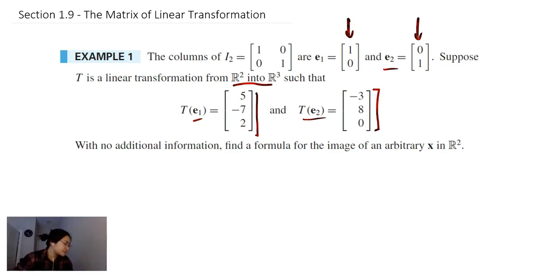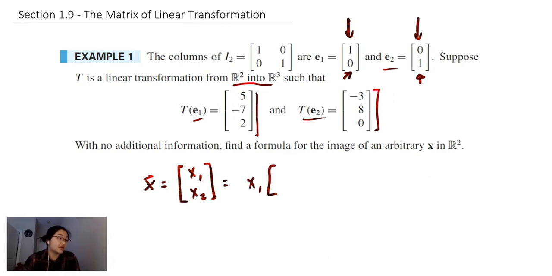What is a way that we can find a formula for the image of some x in R2, given that this is what happens with our elementary, or just our standard vectors? Well, we know that if we have some vector x with elements x1 and x2, this is going to be x1 times our vector 1, 0, which is E1, plus x2 times our vector 0, 1, which is E2.